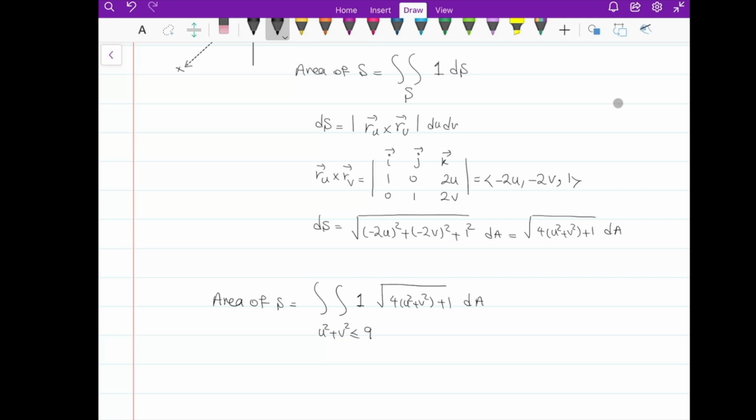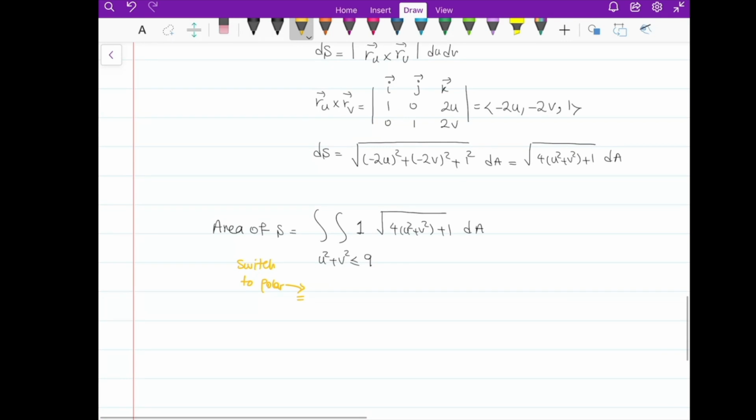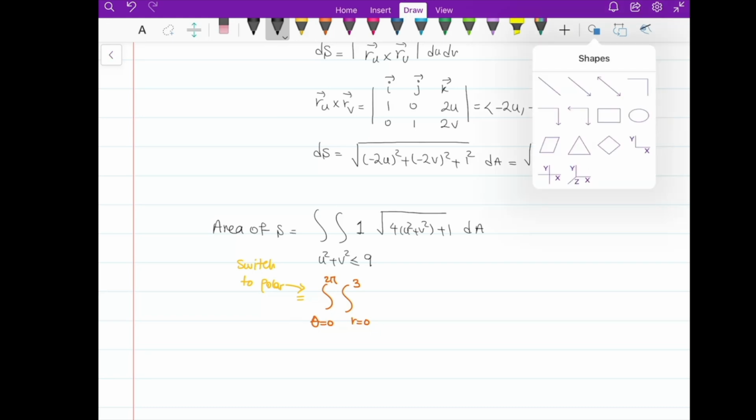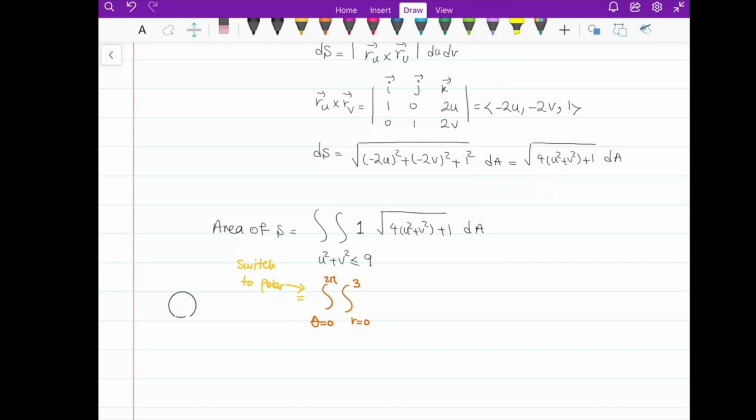Okay, now since I have the double integral over a disk, I'm going to switch to polar. So when I switch to polar, what do I have? The double integral over u squared plus v squared less than 9. So r from 0 to 3, and then theta from 0 to 2 pi would be the region of my integration.